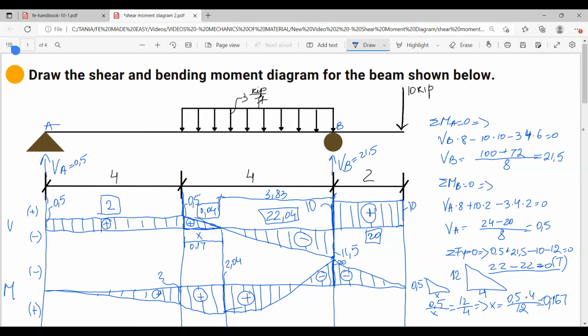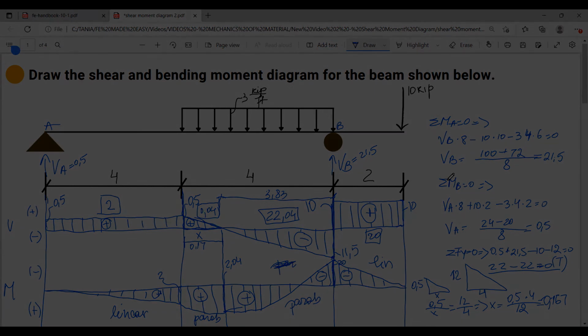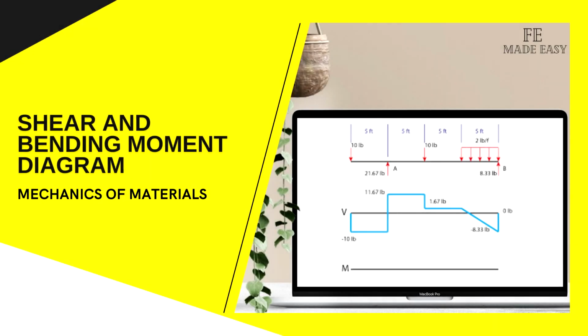And again, if sometimes you're not very good at drawing, you can just write down. Let's not do it here, might be confusing. So this is parabolic, and this is linear. Okay, and this is how our shear and bending moment diagram will look.